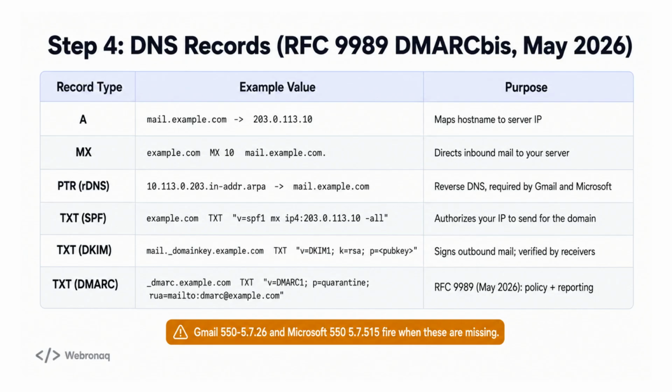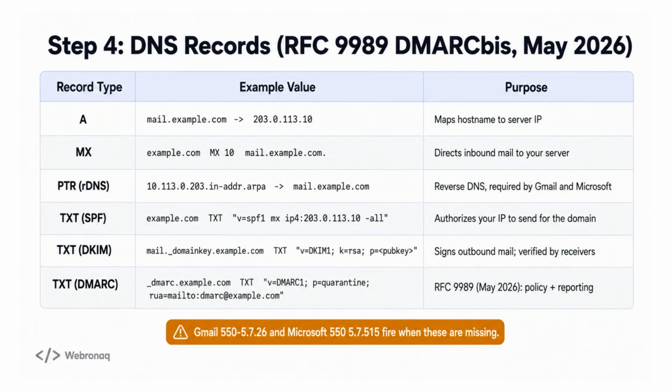Now we tackle the part that determines whether your mail actually reaches inboxes. You need 6 DNS records, and all of them matter. The A record maps your hostname to your server's IP. The MX record tells the world where to send mail for your domain. The PTR record, also called reverse DNS, maps your IP back to your hostname. Gmail's own analysis from 2025 found that missing PTR records are one of the most common causes of SMTP rejection. Configure it through your hosting provider.